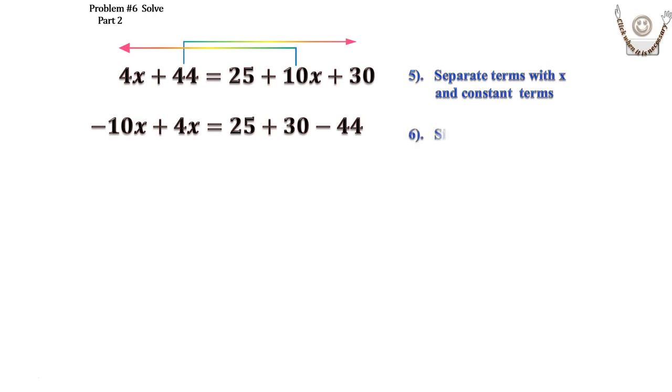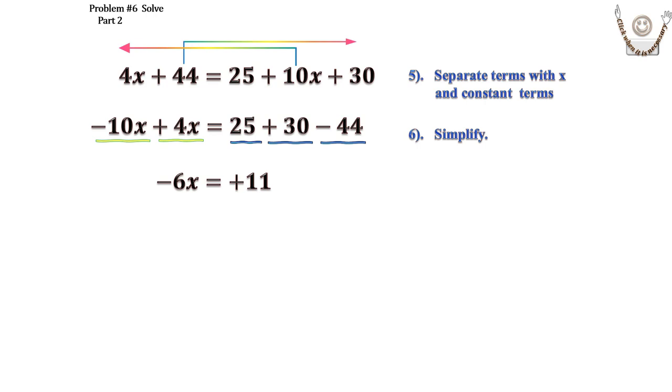Let's simplify because we have like terms, negative 10x and 4x, and one group and second group would be 25, positive 30, and negative 44. The first group gives us negative 6x, and the second group gives us 25 positive and 30 positive would be 55, and negative 44, positive 11.